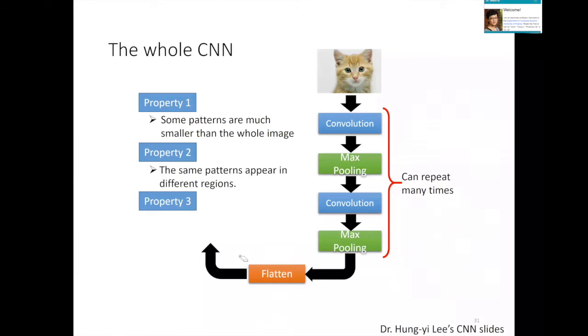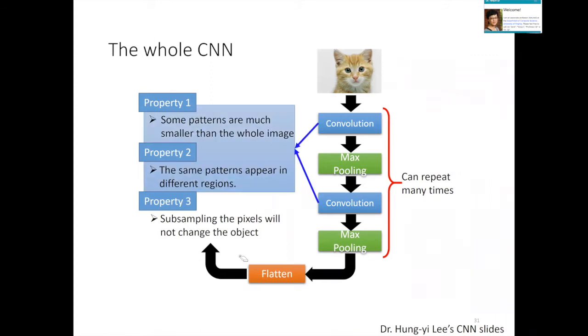And so let's see, property 1 is the locality, right? Property 2 is this translation invariance. And this property is captured by the convolution layer, the convolution block. And the third property is captured, implemented, by the max pooling blocks.